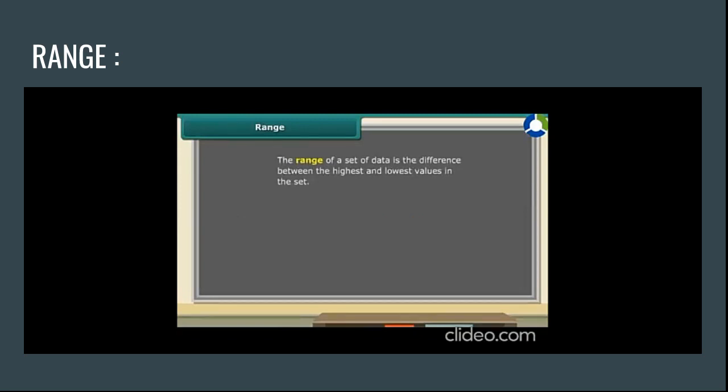So what is range? The range of a set of data is the difference between highest and lowest values in the data set. This is the example: 42, 38, 54, 78, 87 and 95. Range is highest value minus lowest value. 95 is the highest and 32 is the least. So range is 95 minus 32, 63.